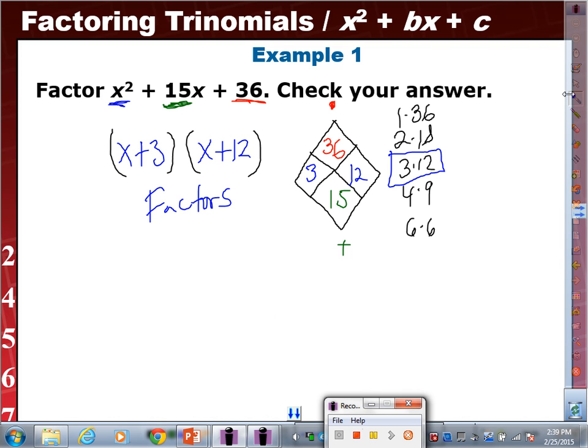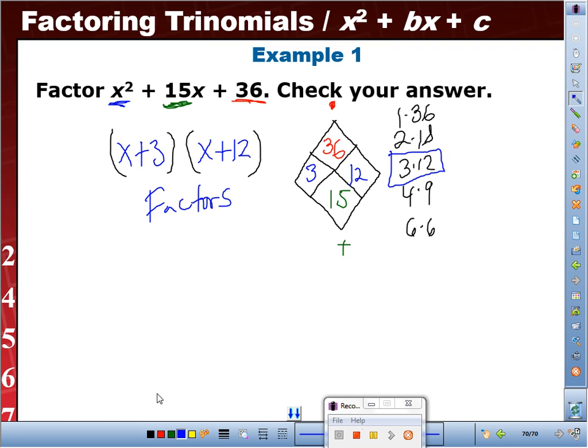I'm going to go over the steps again. Step 1, we check for GCF. Was there a GCF? No. Step 2, I open 2 parentheses. There it is. Step 3, factor the first term. The first term was x squared. That became x times x. Are we there so far?